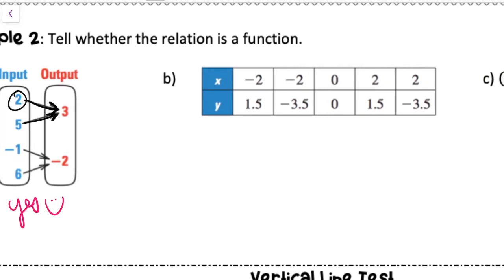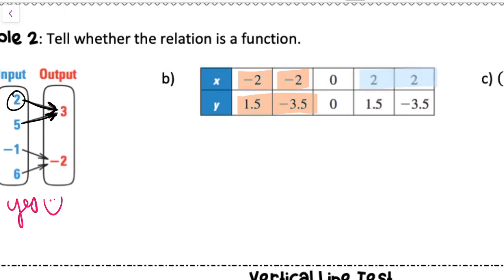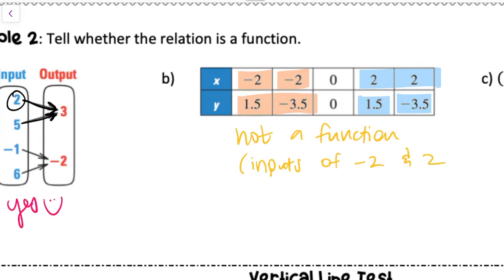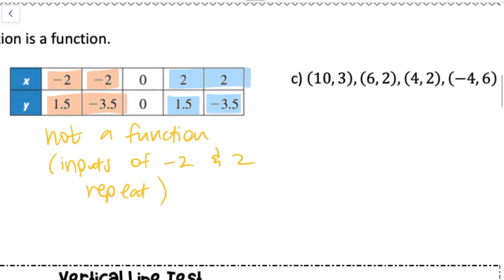But when we notice example B, we've got the inputs of -2 with 2 different outputs. And then we've got the input values of +2 with 2 different outputs. Well, we have 2 separate input values that repeat, so this guy is not a function. So not a function, just a relation. And for reasoning, we can say our inputs of both -2 and +2 repeat, which is not okay.